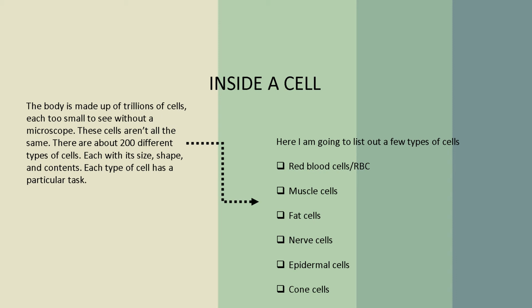Each type of cell has a different kind of size, shape, and contents. Each cell also has a particular and different task. So inside a cell, I'm just going to list out a few kinds of cells. We have red blood cells, also known as RBC. I did not mention WBC, or white blood cells, but you can note that down if you are noting anything down. And then we have muscle cells, fat cells, nerve cells, epidermal cells, and cone cells.